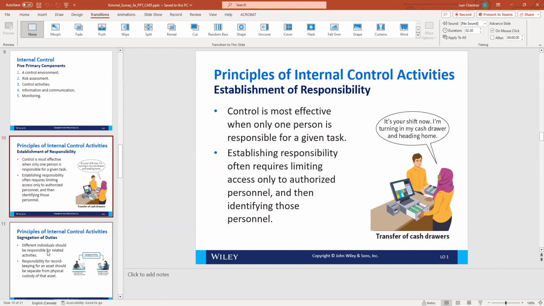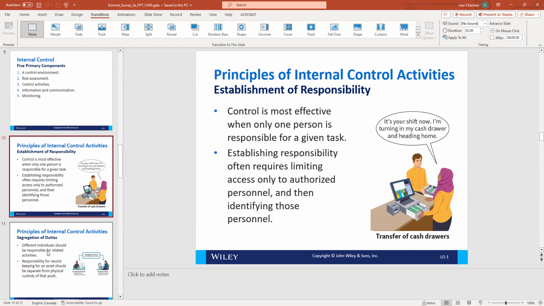Also, we have to establish responsibility by limiting access only to authorized people, and then we have to identify those people. As you can see, for something to go smoothly, you always have to have a person in charge of some activities. That person is responsible. So we're authorizing that individual to deal only and only with that activity. That's how we establish responsibility. That's how a person knows that he's responsible for what he's doing.